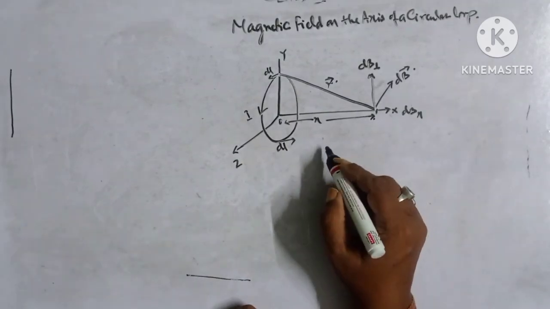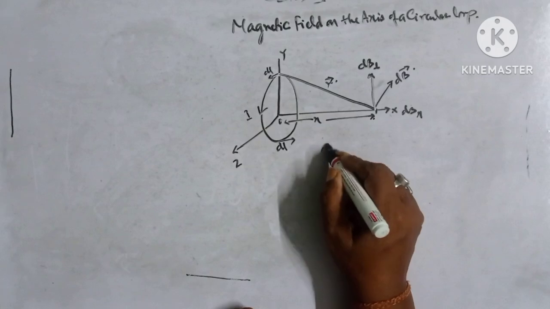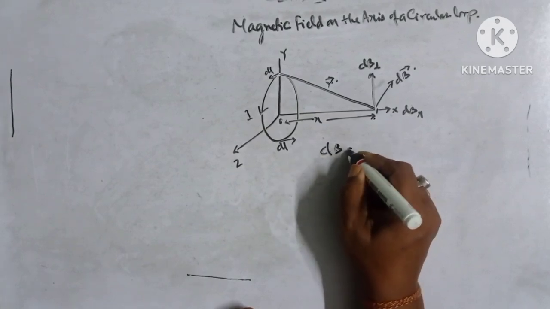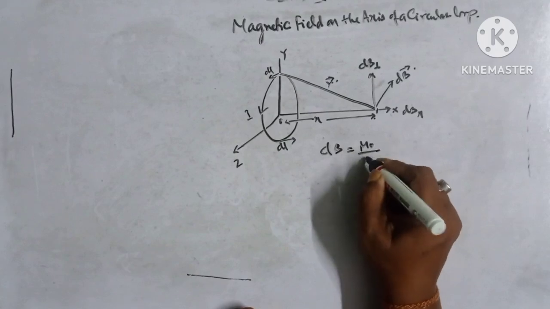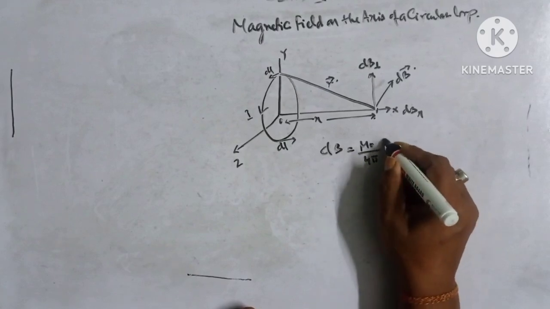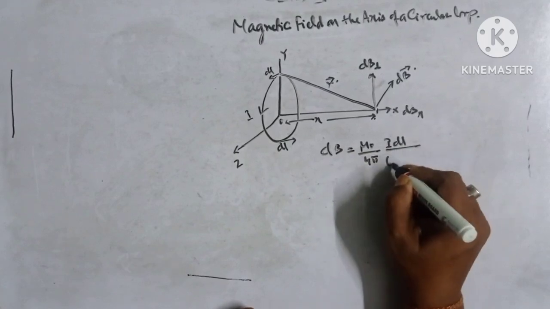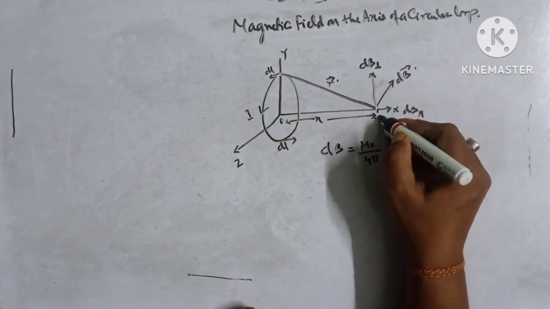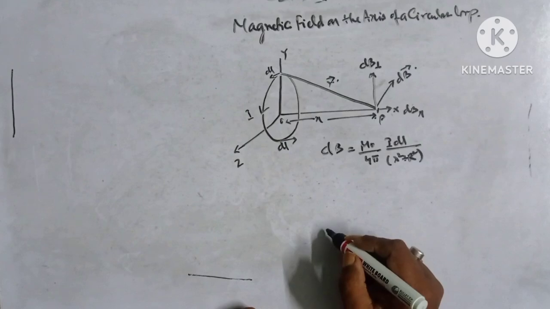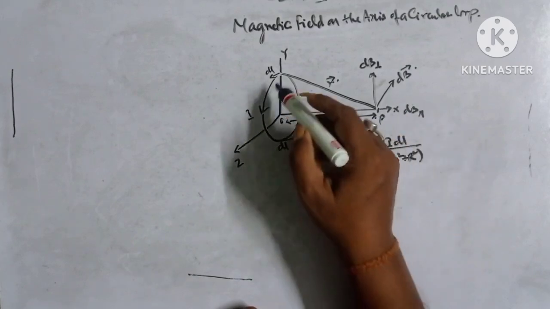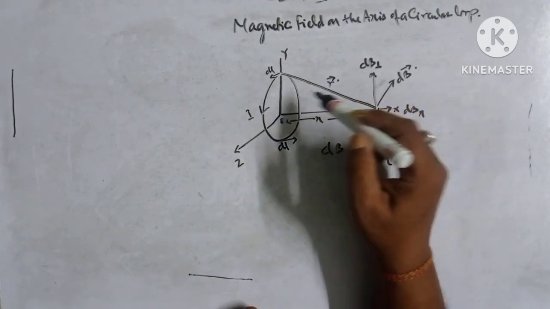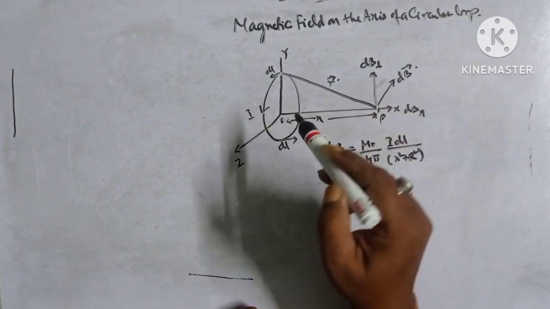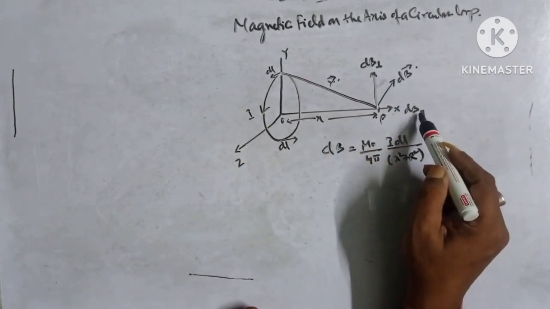Now it has been found what the magnetic field is. The magnetic field here is equal to mu naught by 4 pi, I dl by x square plus r square. This is the magnetic field at this point P. Now here what happens, the magnetic field along the y-axis cancels out, and only the magnetic field along the x-axis remains.